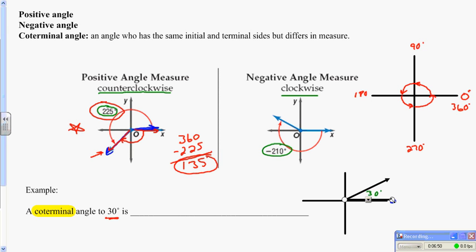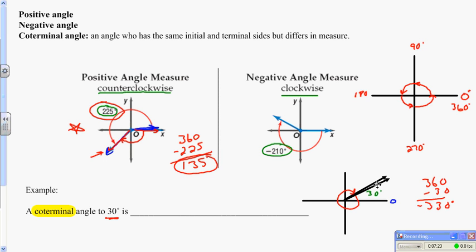Okay, so let's start here again. If I went the other direction and ended there, that would be 360 degrees, take away 30, would be 330 degrees with a negative rotation, because I would have done this instead. That's one possible answer.